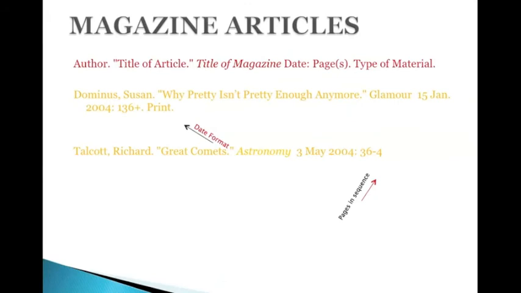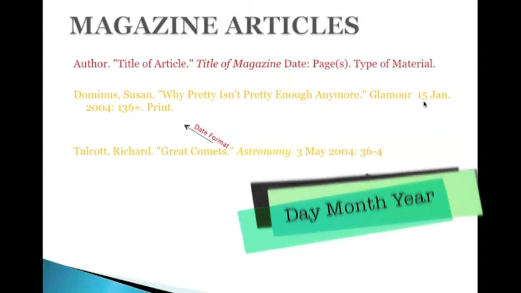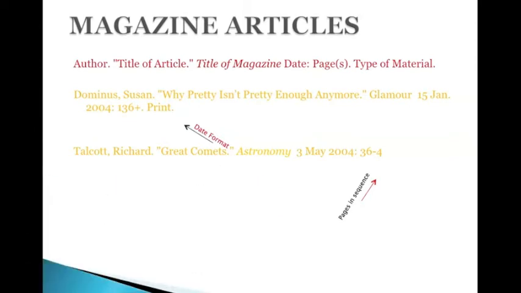To document a magazine article, you will include the author's last name, first name, the title of the article in quotations, the title of the magazine in italics, the date the article was published, the page or page numbers, and the type of material. The type of material will determine if you had a hard copy of the magazine or if you retrieved the article from an online website. Note the date format when including the day. It is important to include the day, the month, and the year. As such, the 15th of January 2004.